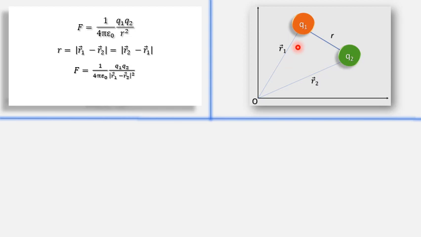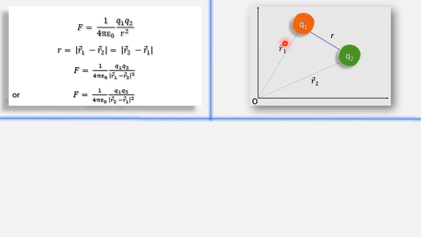Is it necessary to write r1 minus r2 only? No, it is not necessary. You can also write force as 1 by 4 pi epsilon 0 q1 q2 by mod of r2 minus r1 whole square. Why r1 minus r2 or r2 minus r1 order is not important? Because we are taking mod. Otherwise, the order is important.